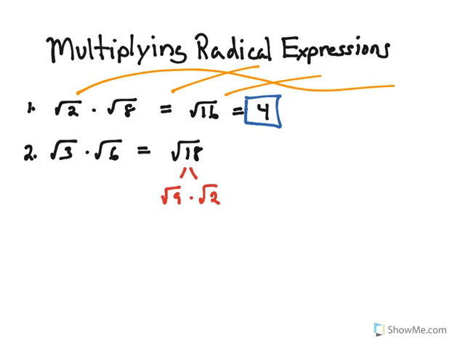And then we can go ahead and say, okay, the square root of 9 is 3. And then the answer would be 3 radical 2. So that would be the final answer for that one. Okay? Let's look at another one.